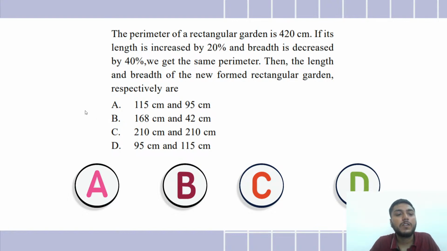So now let's move towards the next question. The next question is, the perimeter of a rectangular garden is 420 centimeters. If its length is increased by 20% and the breadth is decreased by 40%, we get the same perimeter. Then the length and breadth of the new formed rectangular garden would be. So we have to calculate the length and breadth of the new rectangular garden formed, not of the original one.